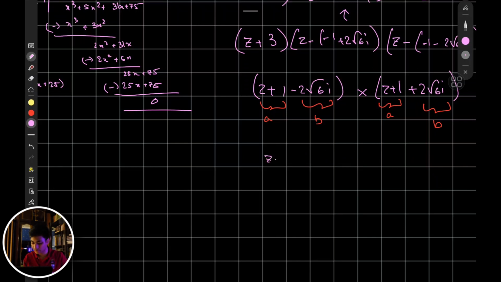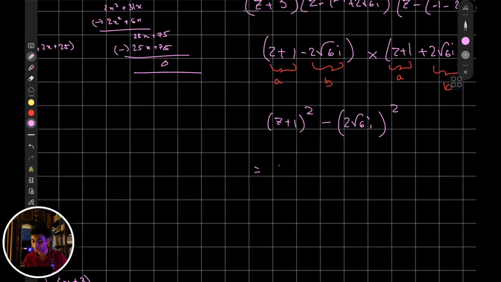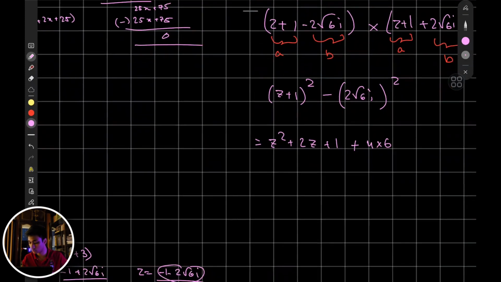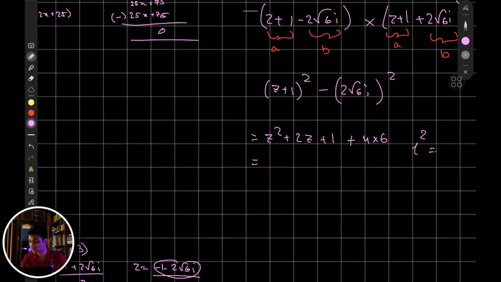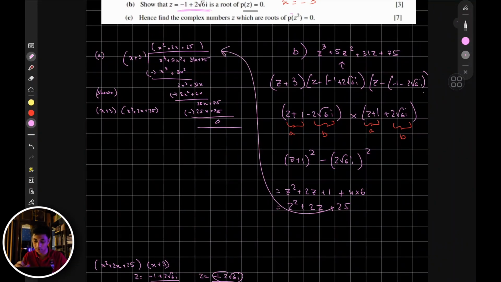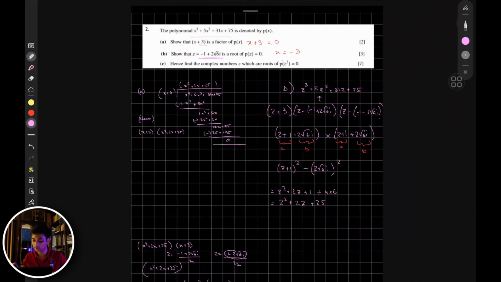If you do that, z plus 1 whole square minus 2 root 6i whole square. What do you get? z square plus 2z plus 1, and i square is basically minus 1. So z square plus 2z plus 25. Is this the same as this? Yes, it is. So if this is the case, you have shown it.